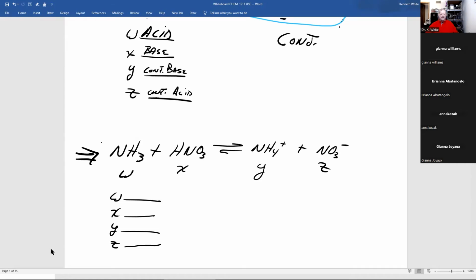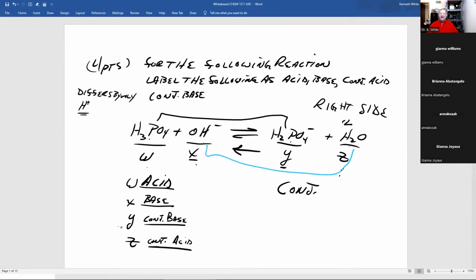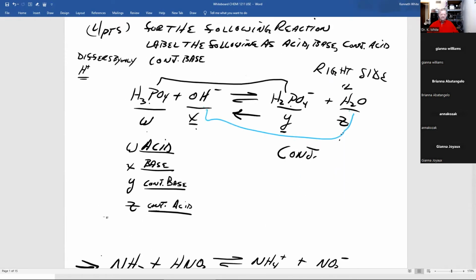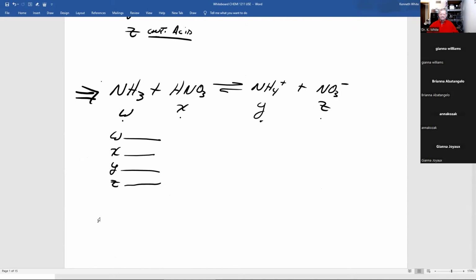And you have to identify W, X, Y, and Z as either acid, base, conjugate acid, or conjugate base. Again, 1 point for each answer, 4 answers, 4 points.